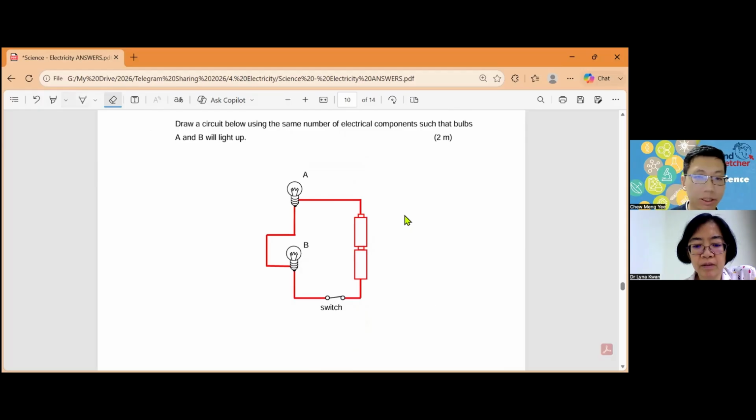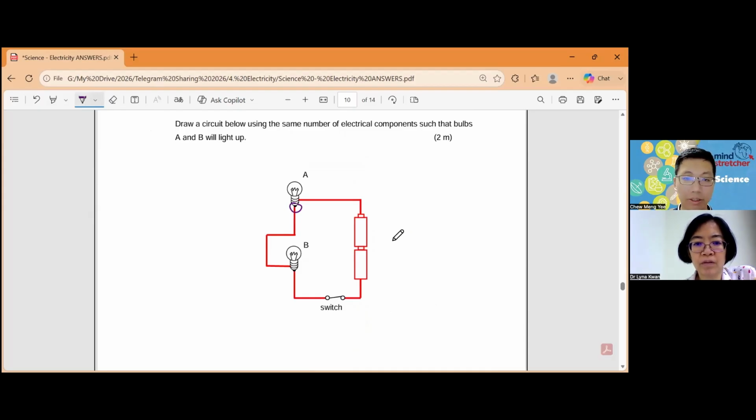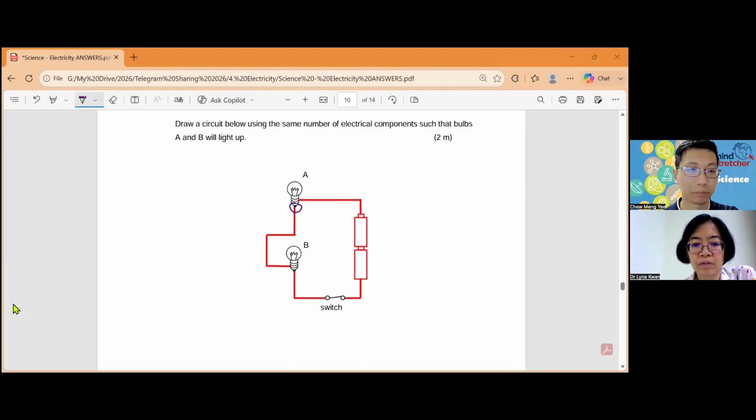So this is an example. This wire goes to the metal tip here, then goes to the casing, then the other wire goes to the metal tip. So just correct the errors and redraw everything. You don't have to add the plus and minus.